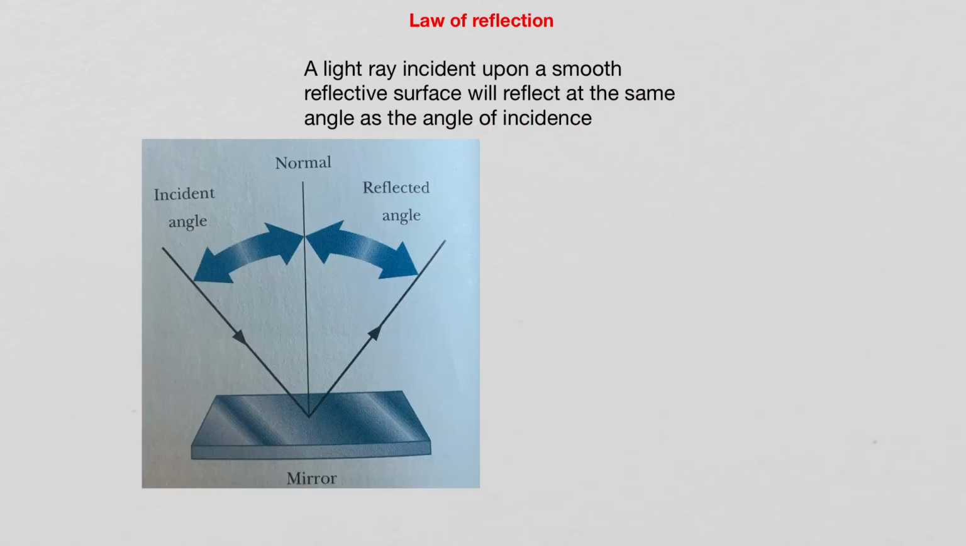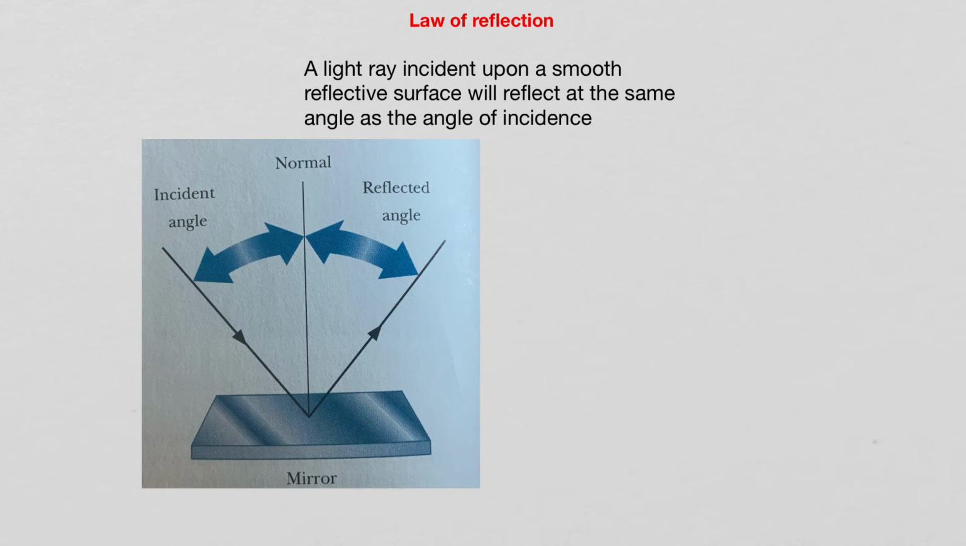So let's take a plane or flat mirror as our reflective surface, and then let's shine an incident light ray at a certain angle called the incident angle. This angle is measured from the line, which is a fictitious line, which is perpendicular to the surface of the mirror.